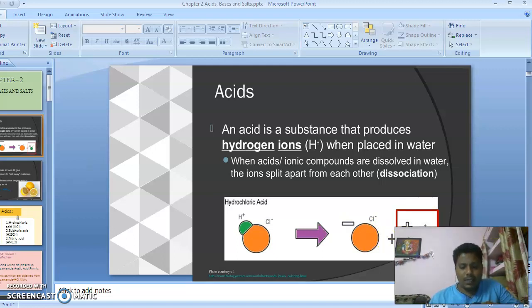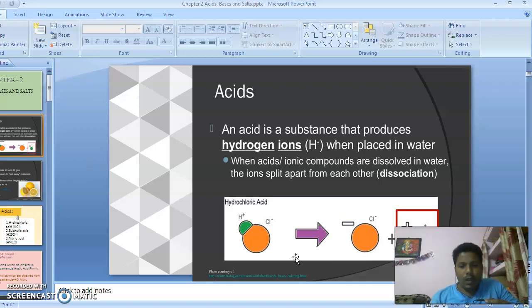Okay, so likewise, if we take the other example, H2SO4, H2SO4 will dissolve in water to give 2H plus ion and SO4 2 minus ion. So acids are the substances. In the common language you can say acids are the substances which when dissolved in water they dissociate to give H plus ion, okay, or a proton we can say, right.